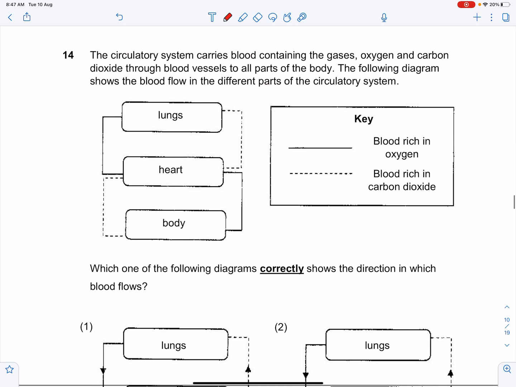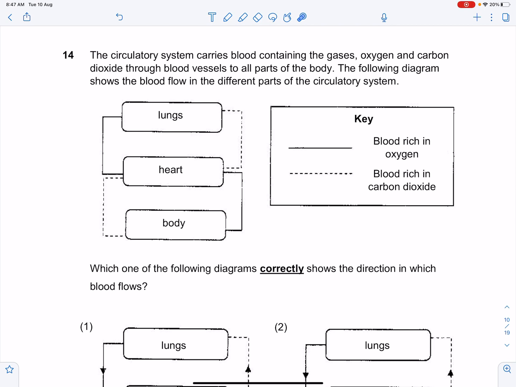Next, question 14. The circulatory system carries blood containing gases, oxygen and carbon dioxide through blood vessels to all parts of the body. The following diagram shows blood flow in different parts of the circulatory system. So once again, this has got to do with the circulatory system right off the top, because I see the diagram of the circulatory system. Then they give you a key to tell you what is rich in oxygen and what is rich in carbon dioxide.